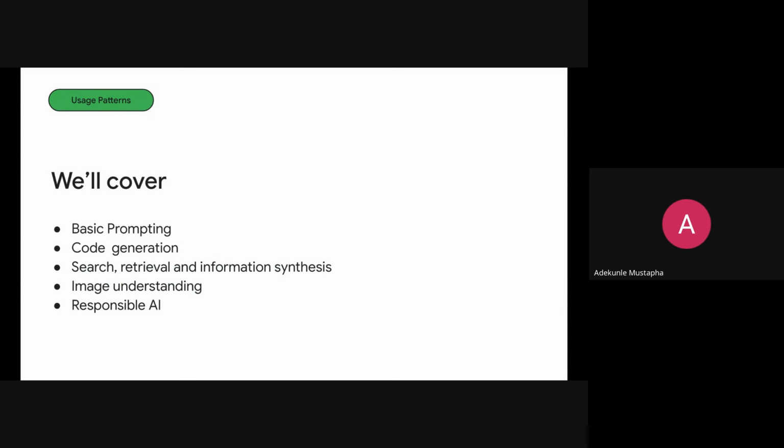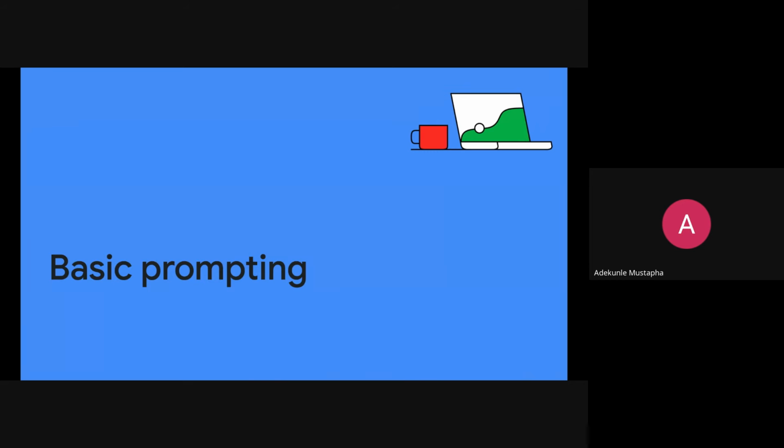So we have more than this, but these are the ones I would majorly be concerned about in this talk. We have basic prompting, code generation, search retrieval and information synthesis, image understanding, and responsible AI. So let's dive into basic prompting.